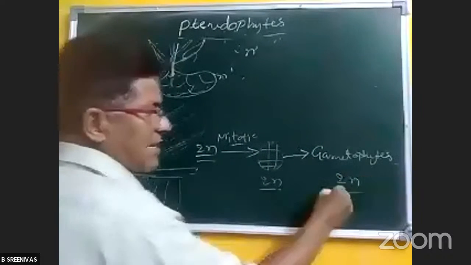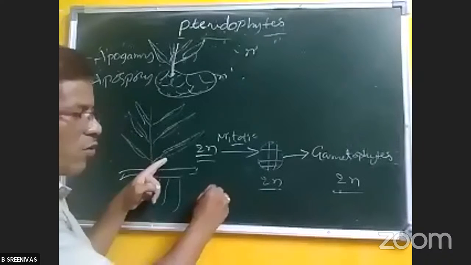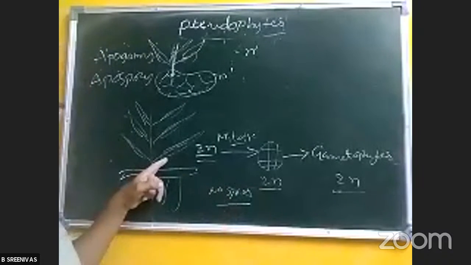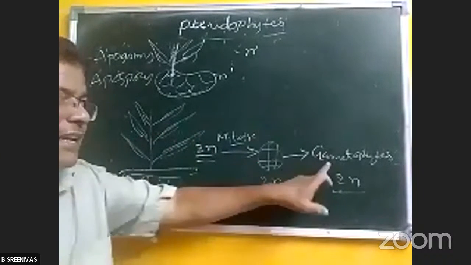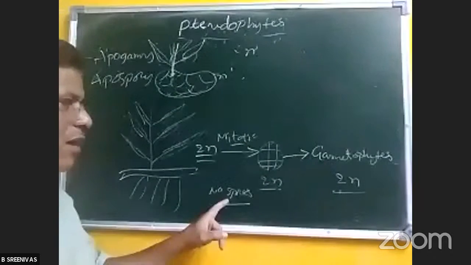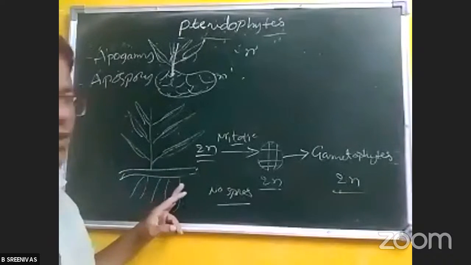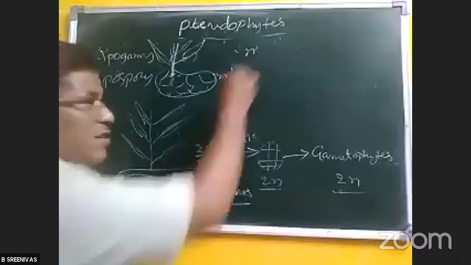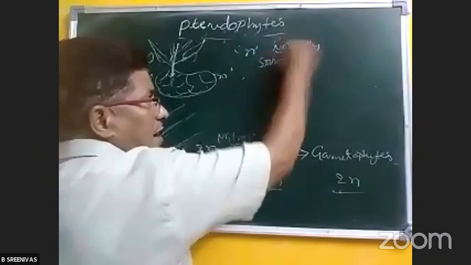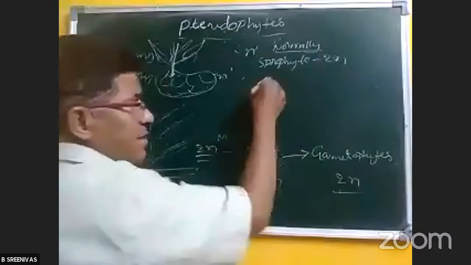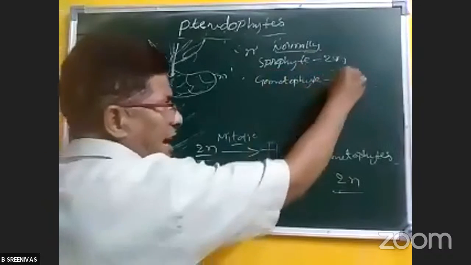a gametophyte, so this gametophyte is diploid in condition. That means no spore formation, no spores are produced. Sometimes only this process occurs. So the sporophyte develops directly into the gametophyte without formation of spores. That is called apospory. Are you clear with this? In the normal condition, the sporophyte is diploid and the gametophyte is haploid.